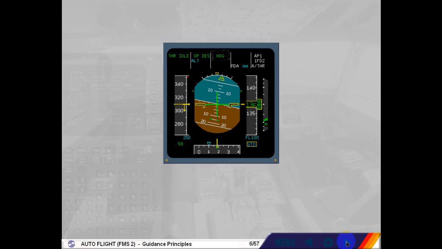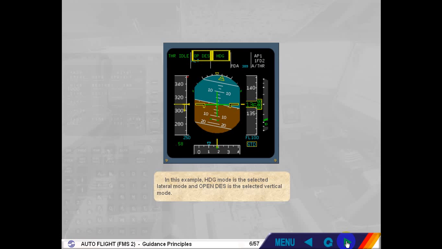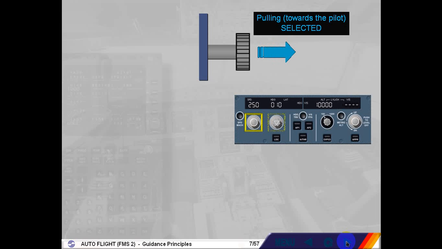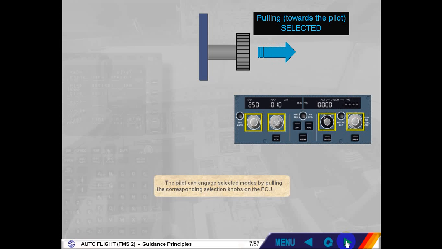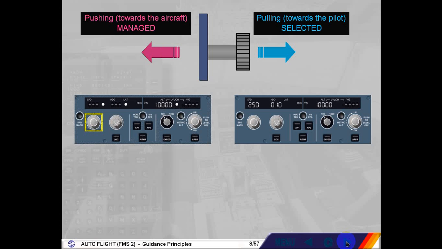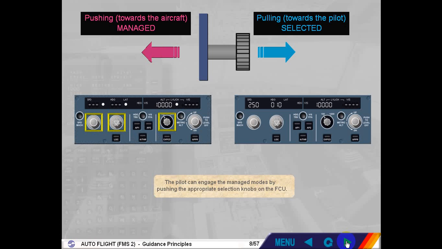In this example, heading mode is the selected lateral mode and open descent is the selected vertical mode. The pilot can engage selected modes by pulling the corresponding selection knobs on the FCU. The pilot can engage the managed modes by pushing the appropriate selection knobs on the FCU.